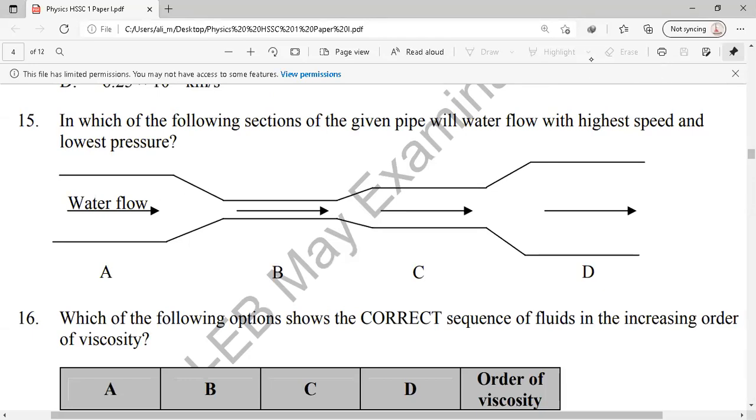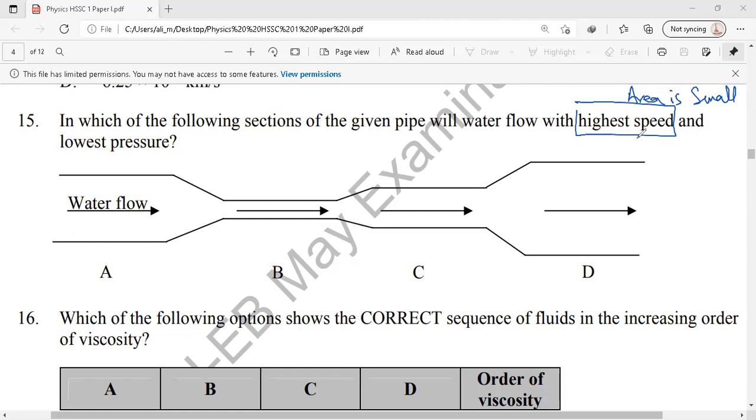Then we have question number 15. In which of the following sections of the given pipe will the water flow with the highest speed and the lowest pressure? So we know that the speed is highest where area is small. According to the equation of continuity, A1 V1 equals A2 V2.